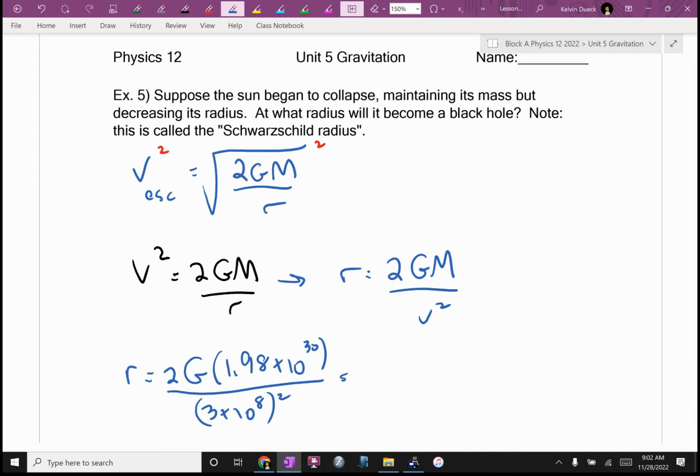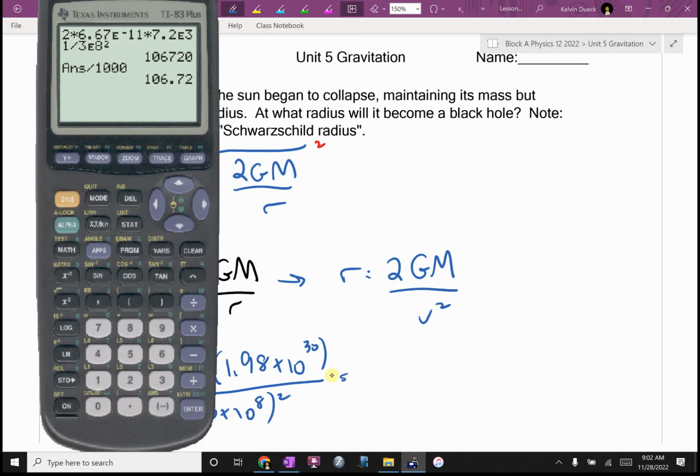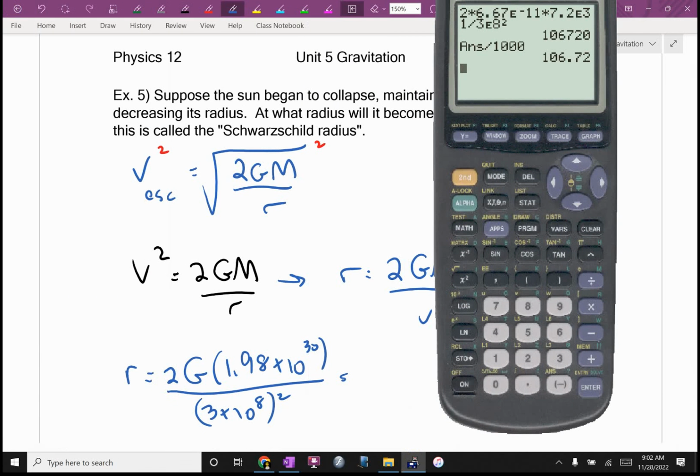Keegan, what'd you get? Oh, I didn't need to remind you to go to your calculator, did I? Oh, that'd be silly if I had to do that. I'm being lazy because I have 2 times 6.67. I just need to change this. 1.98. Scientific notation button 30 divided by 3 scientific notation button 8 squared. And this is also a time, if you're not getting the same answers as me, this is probably where you want to figure out how your calculator works.